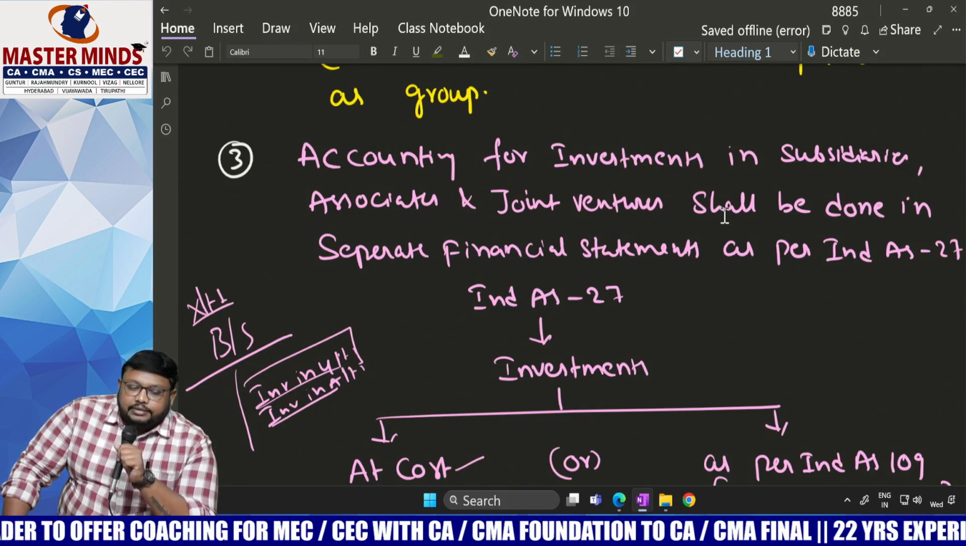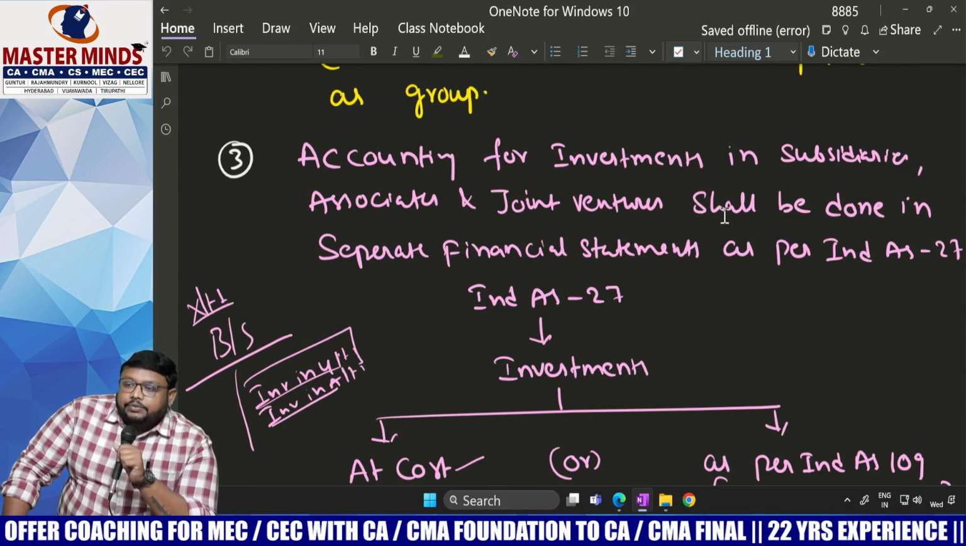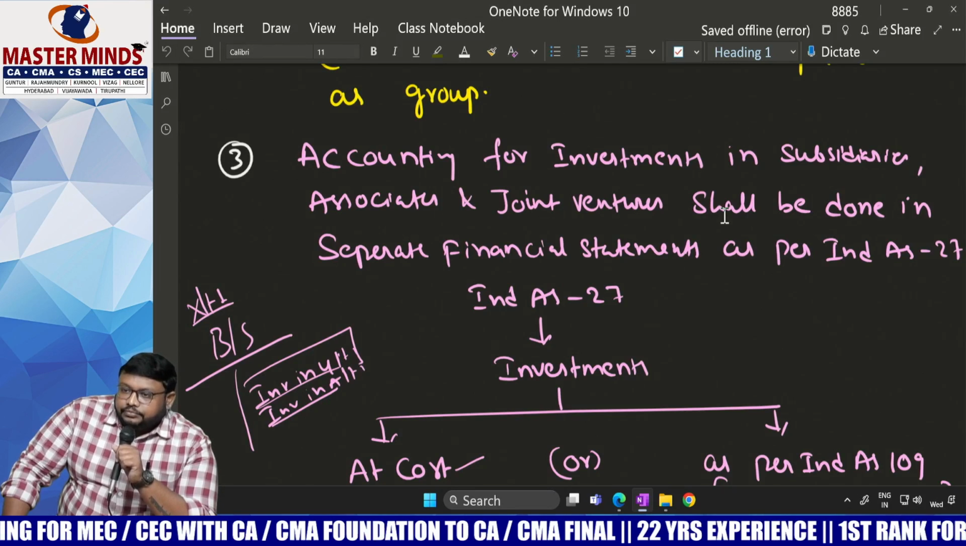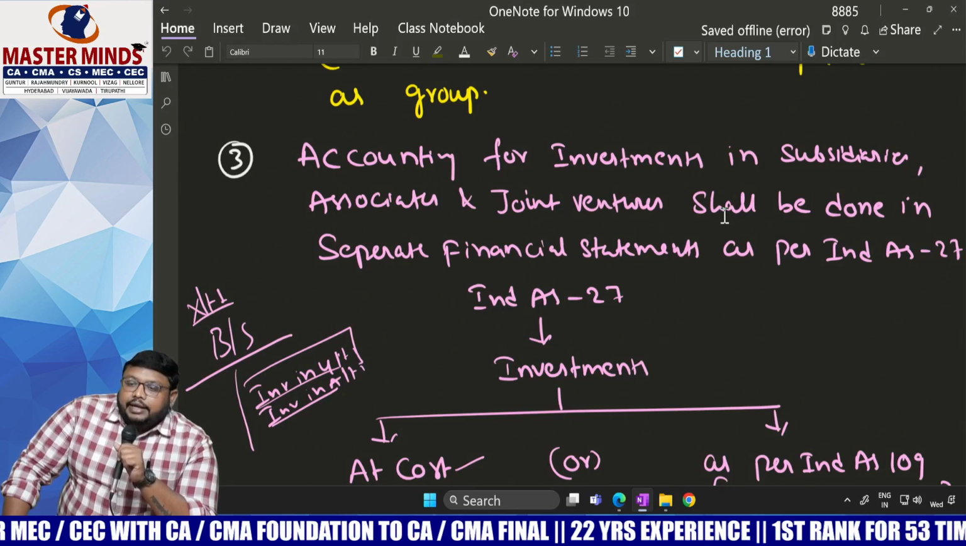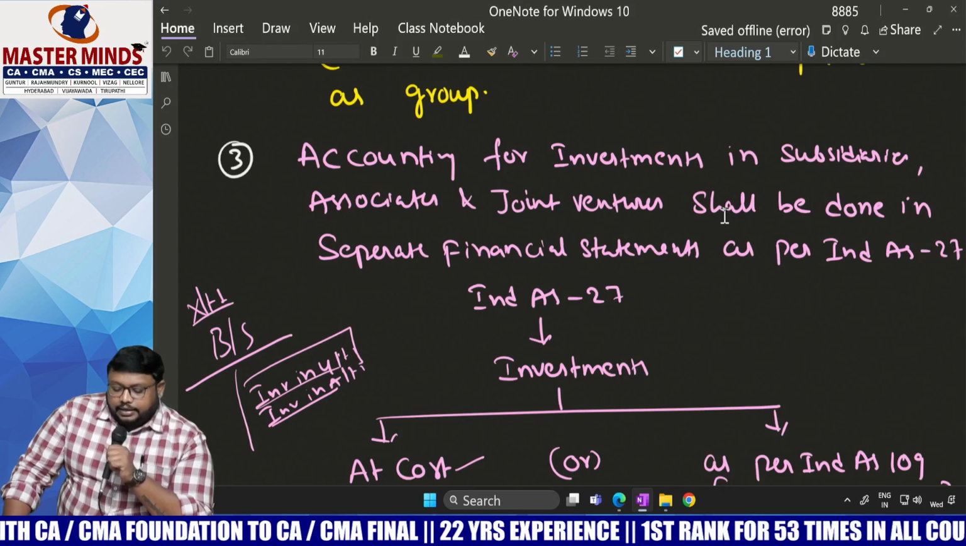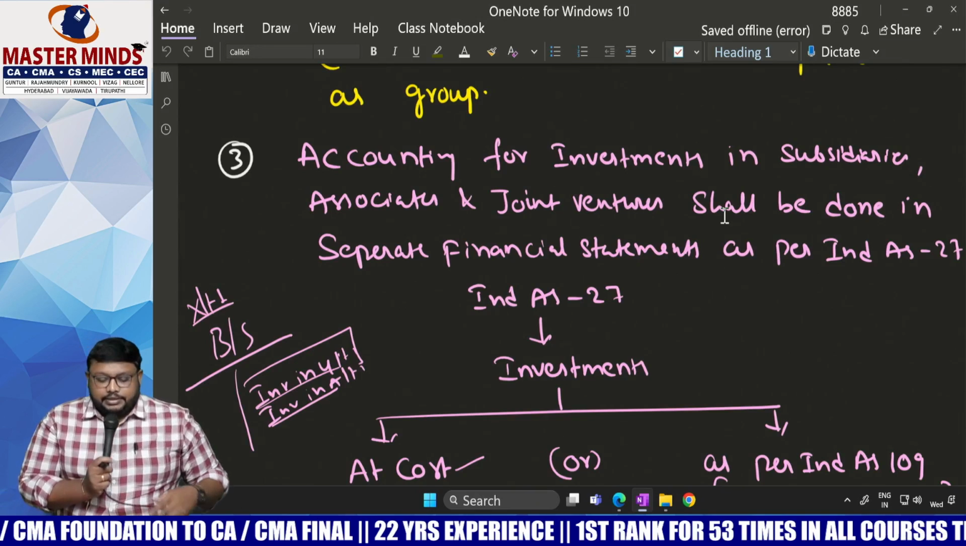For joint arrangements and joint venture investments, we have Ind AS 111. Ind AS 27 applies for separate financial statements and Ind AS 28 for consolidated financial statements.